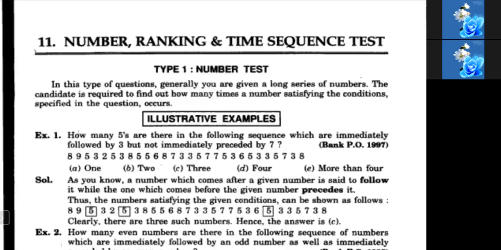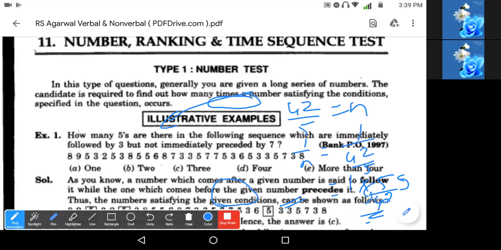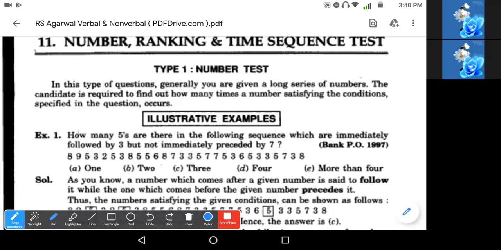Okay, the next concept is number series. You don't have ranking and time sequence here. That part is not present. We are only going to learn the number series or the number test. Fine. So let us start.